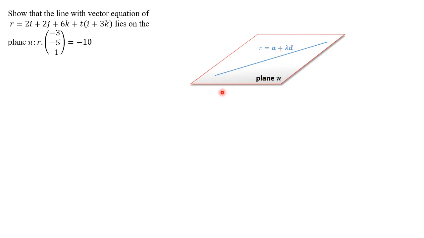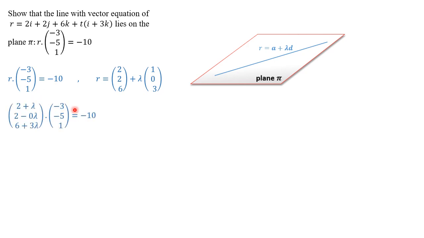Alright, so we are just going to do this. This is our line, and this is our plane: r dot the normal minus 3, minus 5, 1 equals minus 10. Then r equals the fixed point 2, 2, 6 plus lambda times 1, 0, 3. So this is the line that we have. If we substitute this line into the plane, and the line lies in the plane, all the points on the line must also be in the plane. So the line must satisfy this equation of the plane, or be consistent with it. Let's see.